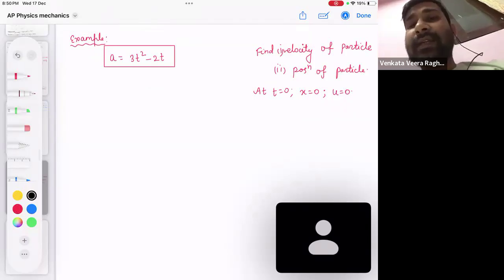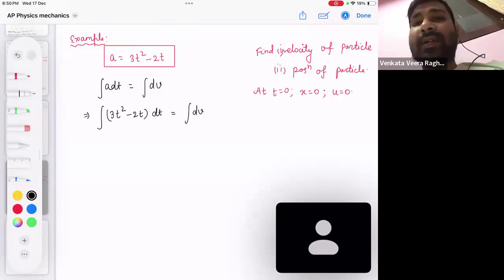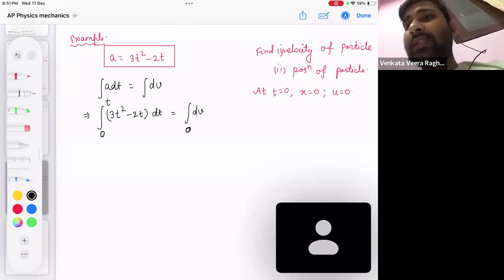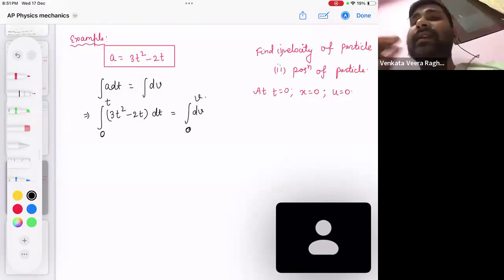So can I write it? Integration of a dt will be equal to what? Integration of dv. Now see that. What is the acceleration given in the question? 3t squared minus 2t is given to us. Let's integrate with dt, the other side dv. Tell me, what limit am I going to keep? Can I keep t equal to 0, velocity is 0, and t equal to t, the velocity is v?